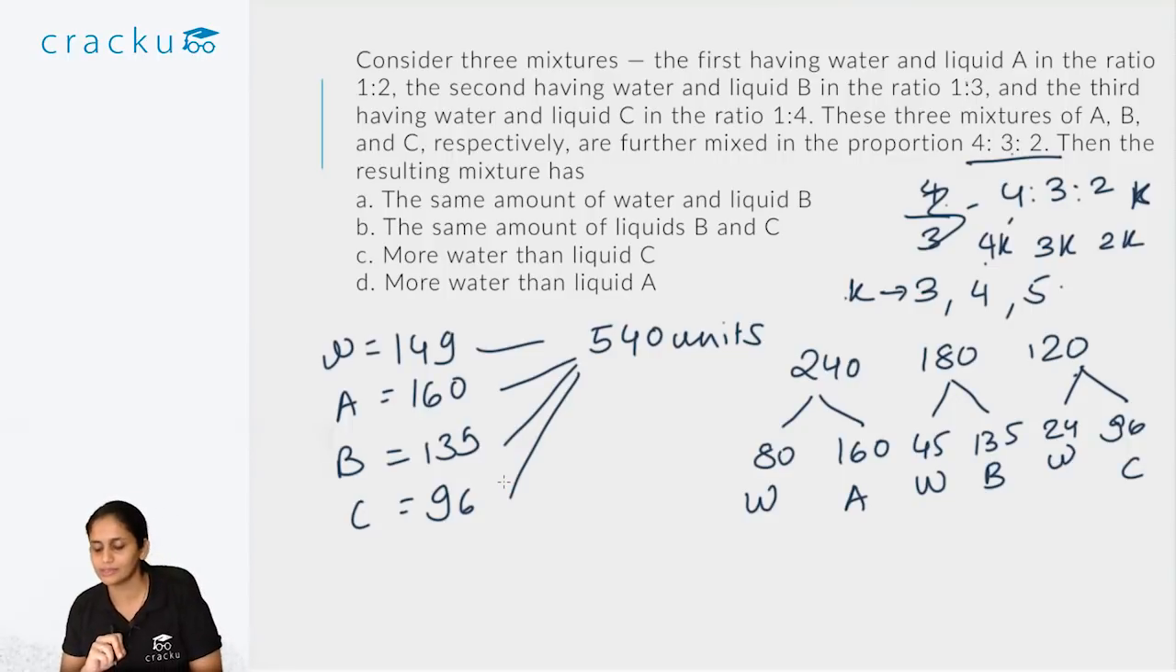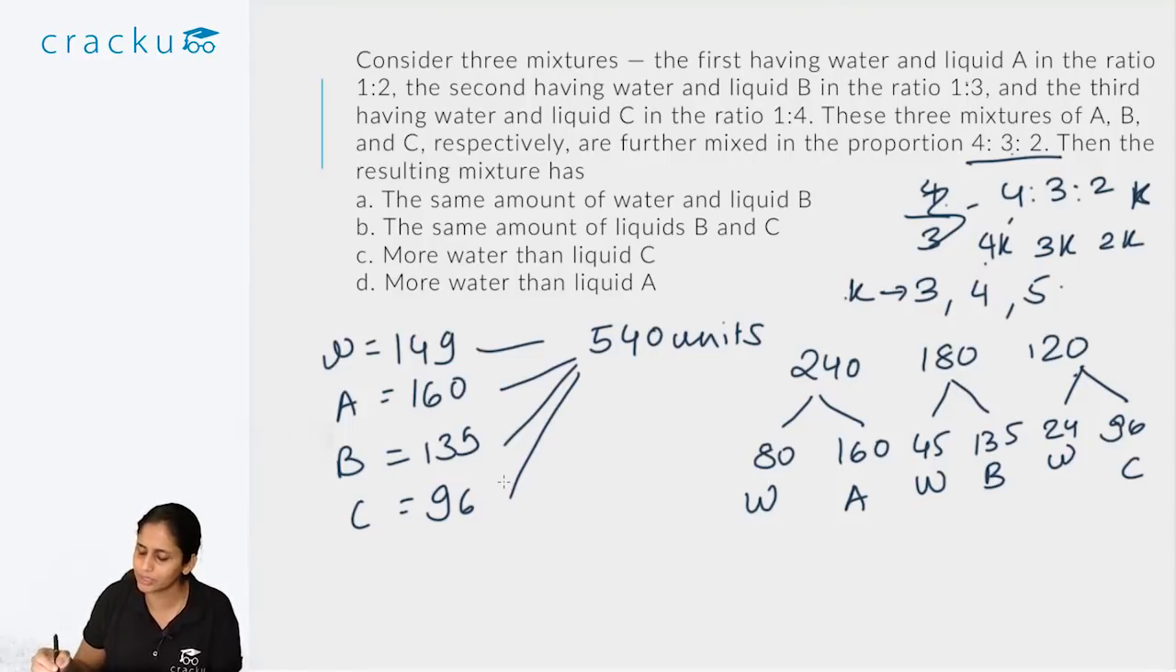The resulting mixture has the same amount of water and liquid B. That is clearly not true. This is 149, this is 135. So this is wrong. The same amount of liquids B and C. Again, this is incorrect. B is 135, C is 96. So option B is also wrong.